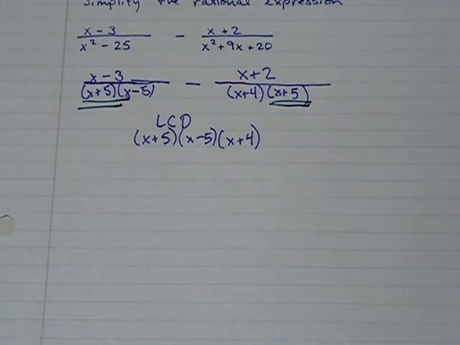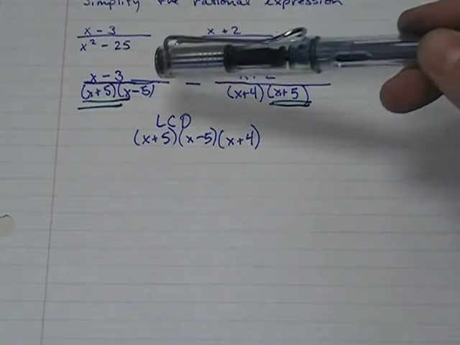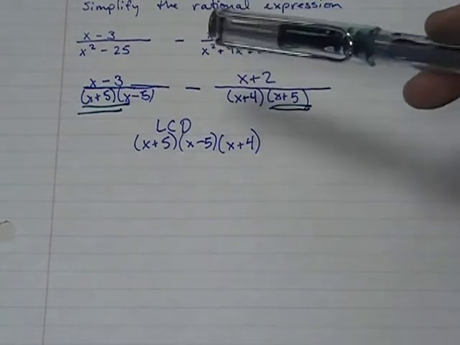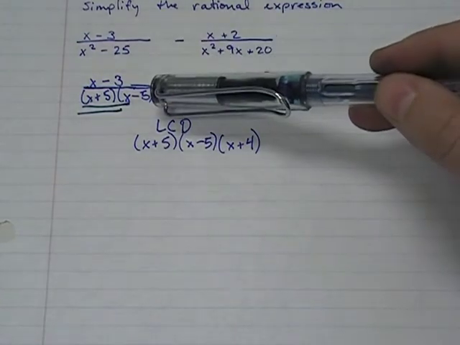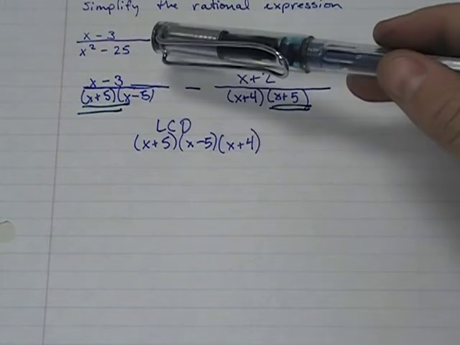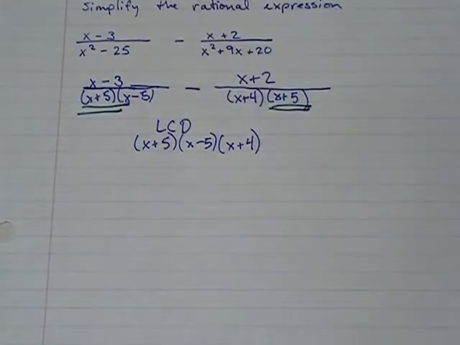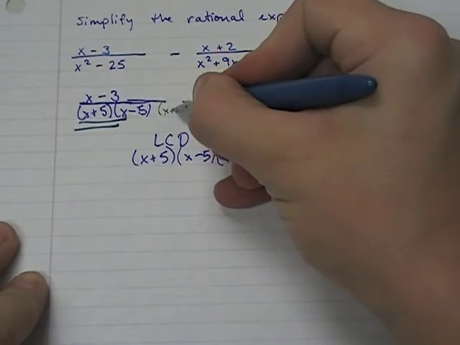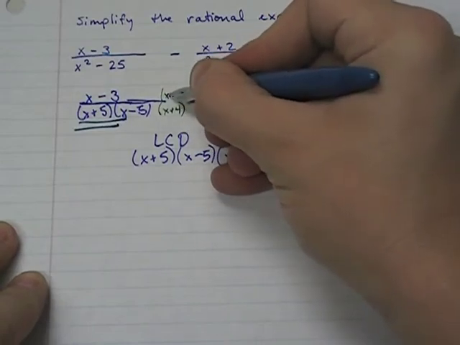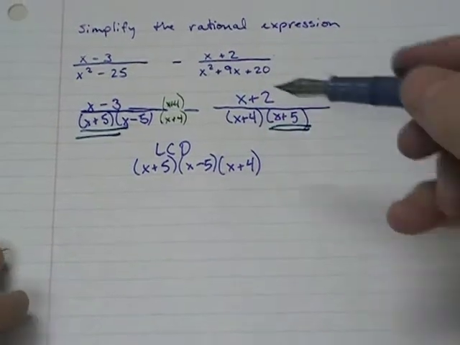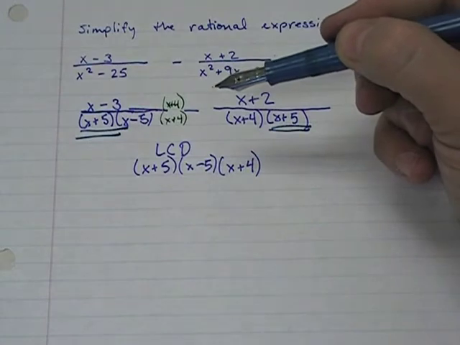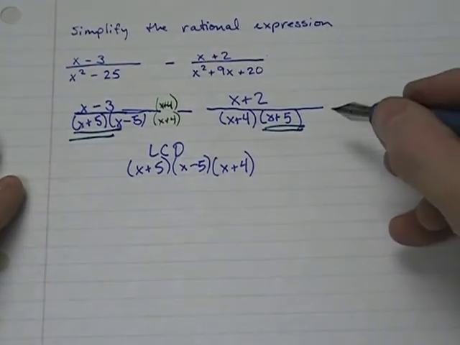So ask yourself, what do I have to do to this fraction to get the LCD? I have to multiply the bottom by x + 4. And if I multiply the bottom by x + 4, I have to multiply the top by x + 4. So I'm going to do that, and I'm going to use a different color. I'm going to use green. So I'm going to multiply the bottom by x + 4 and the top by x + 4. And I do that because (x + 4)/(x + 4) is 1, which means I'm not changing the problem. I'm just making it look different.